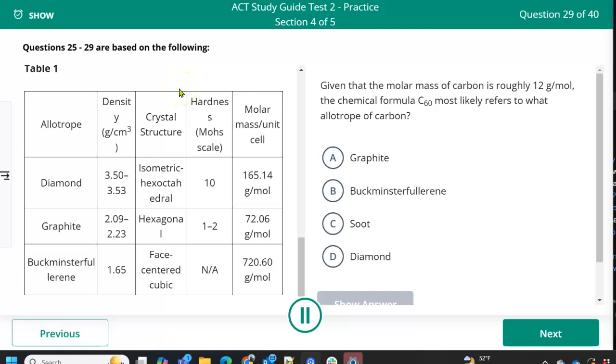Given that the molar mass of carbon is roughly 12 grams per mole, the chemical formula C60 most likely refers to what allotrope? All right, 60. Well, what if we had 60 carbon atoms? At 12 grams per mole, 60 times 12, 720 grams per mole. So that's right here, the Buckminster Fullerene, 720 grams per mole. So let's go with that.